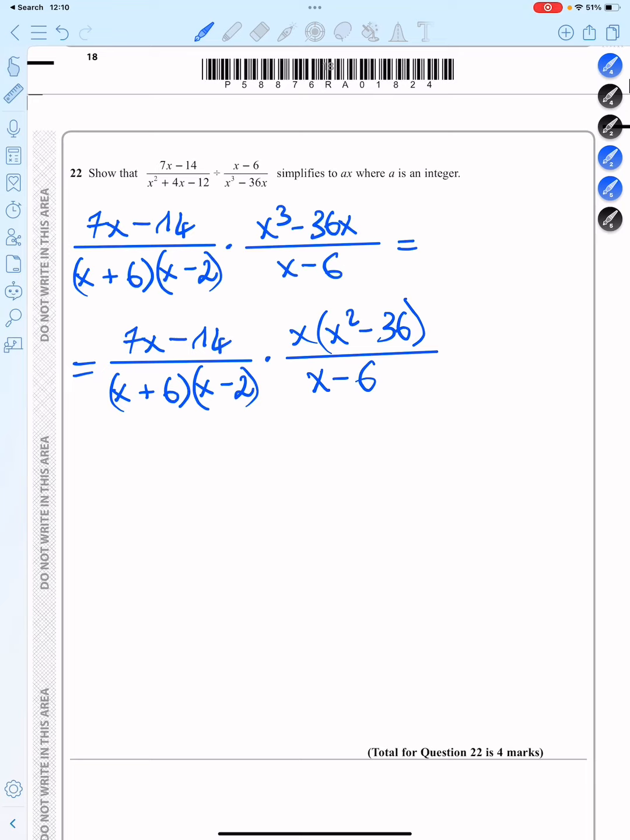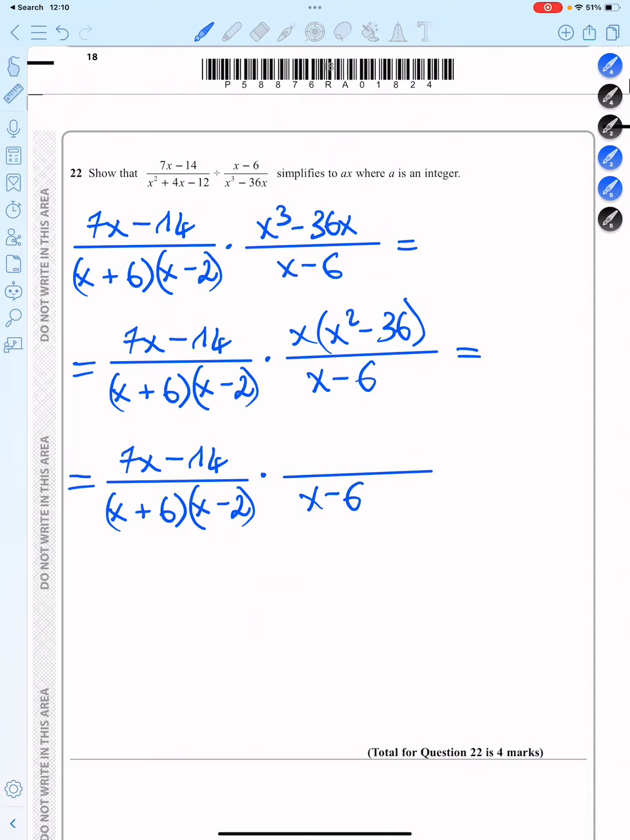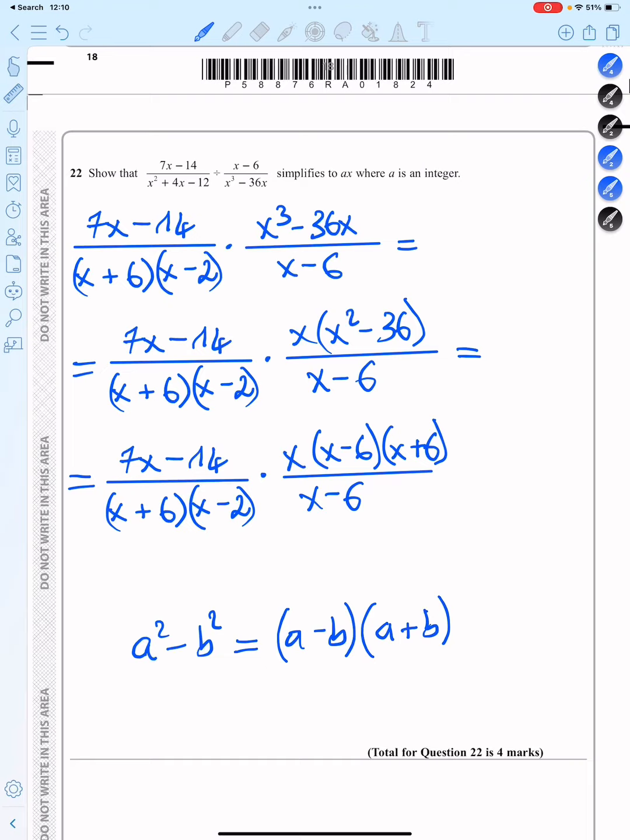So this is going to be equal to, this one would not change, I'm going to just put it here. Whereas this one here, the numerator is going to be x, the denominator is going to be x minus 6, and then I'm going to factorize this, which is going to be x minus 6, x plus 6, right? Because when we have a squared minus b squared, this is a minus b times a plus b, right?